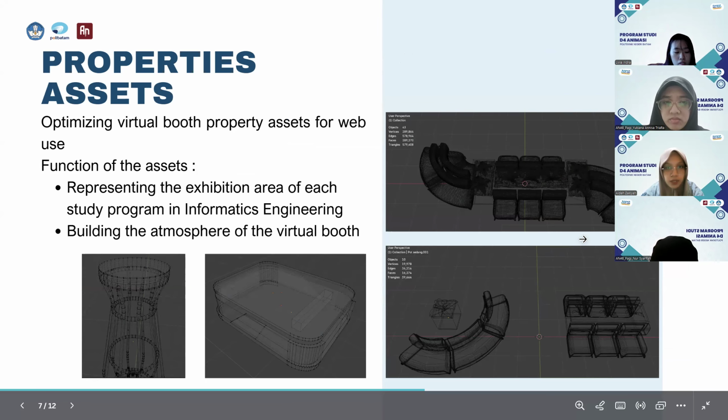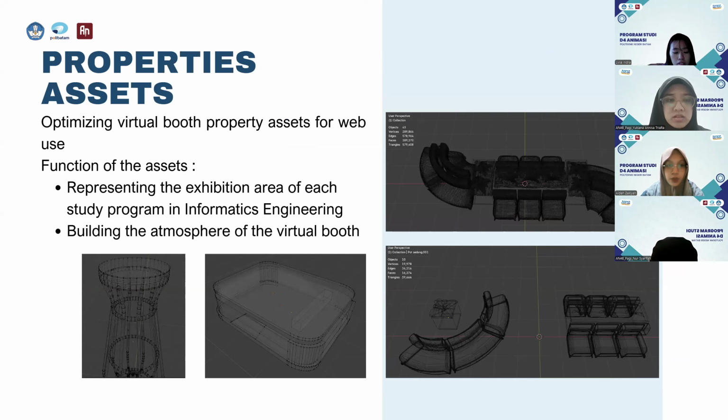So I will explain the property assets we use in the virtual booth. These assets help represent the exhibition area of each study program in Informatics Engineering. The challenge is that some assets originally had a high number of vertices. Because of that, they were too difficult to put into the website later. So several assets had to be reduced. The sofa is one example. It was simplified from a more complex model into a lighter version. Other assets shown below, such as the table and chair, were also optimized in the same way. Next.